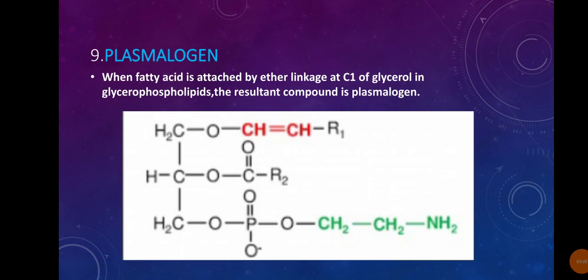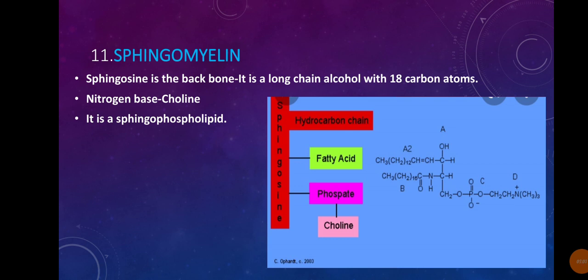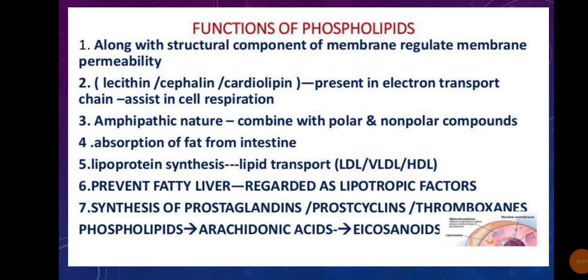Plasmalogen. When a fatty acid is attached by an ether linkage at C1 of glycerol in a glycerophospholipid, the resultant compound is plasmalogen. Platelet activating factor (PAF) is responsible for platelet aggregation, and is a mediator in inflammation and allergic responses. Sphingomyelin. Sphingosine is the backbone. It is a long chain alcohol with 18 carbon atoms. The nitrogen base is choline. It is a sphingophospholipid.